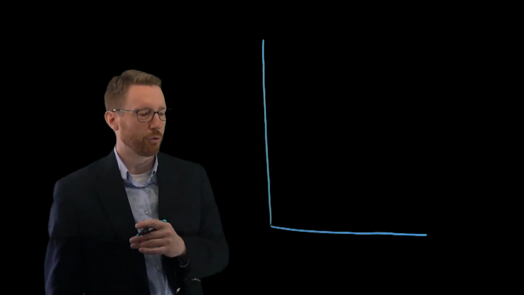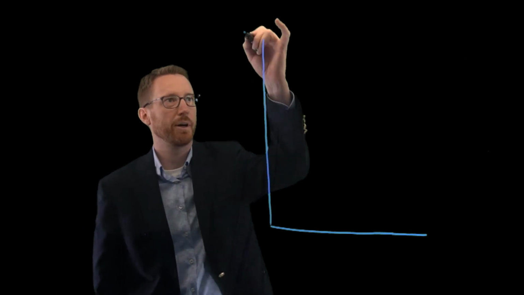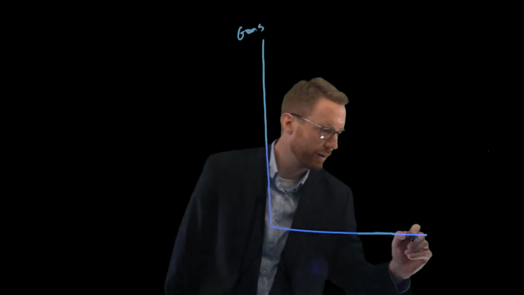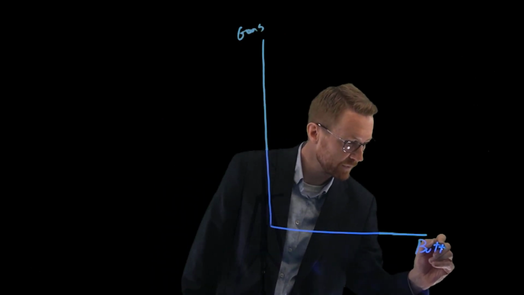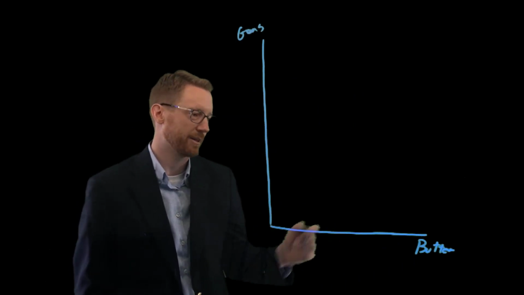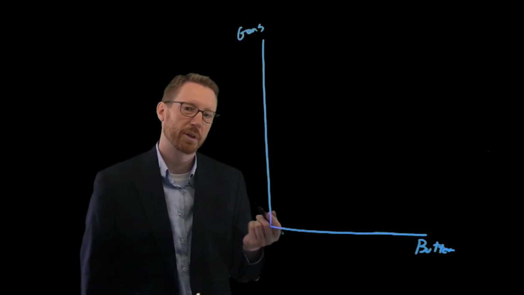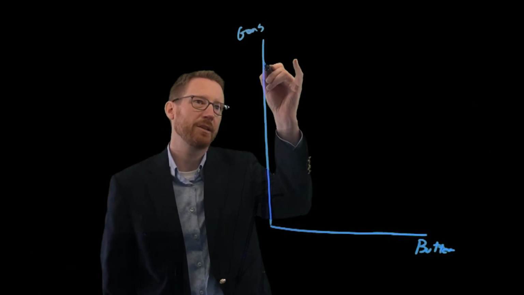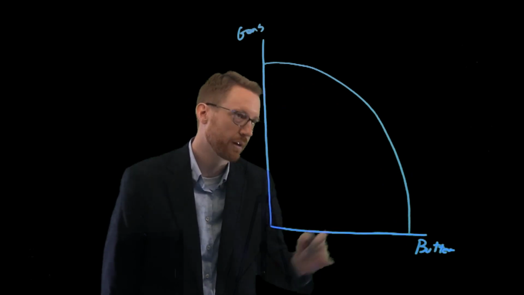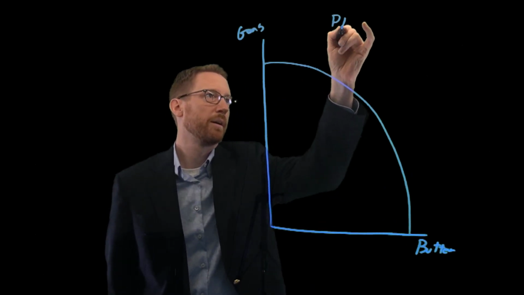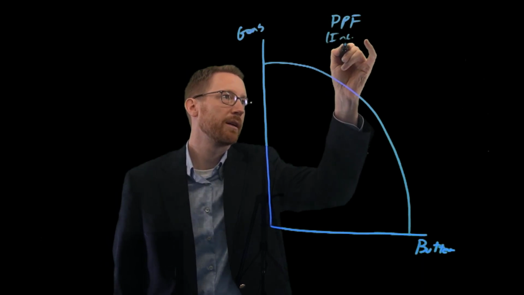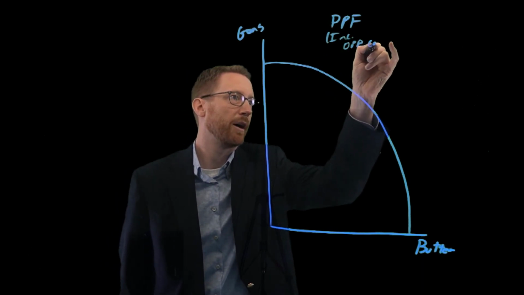And we'll use the old school traditional example of guns and butter. So the idea being the trade-off between national defense spending and consumption spending. And we're going to set up our PPF to have increasing opportunity costs. All right, so this is our PPF with increasing opportunity costs.